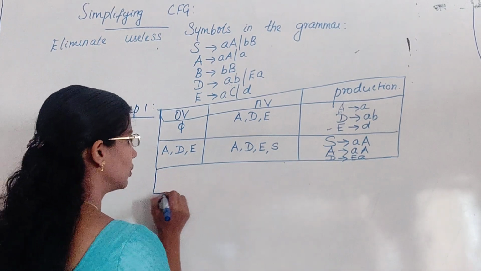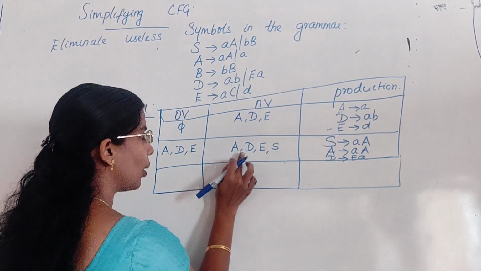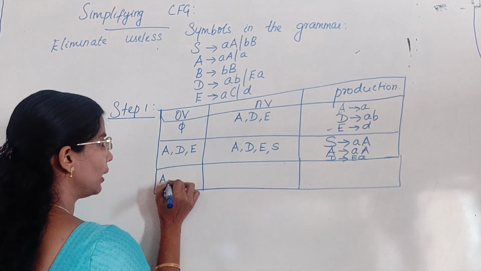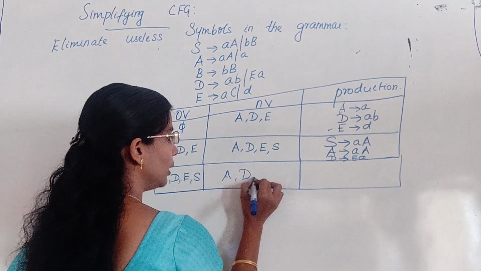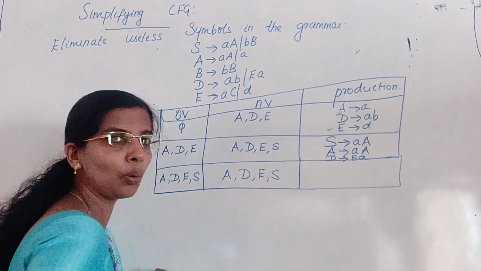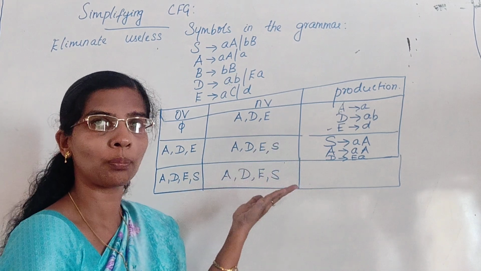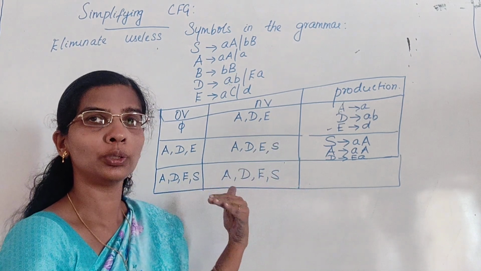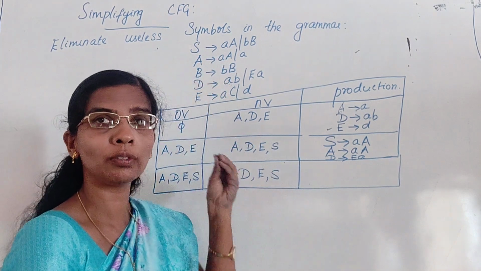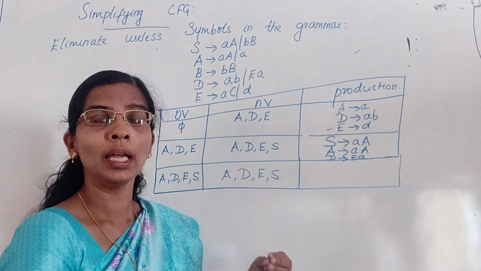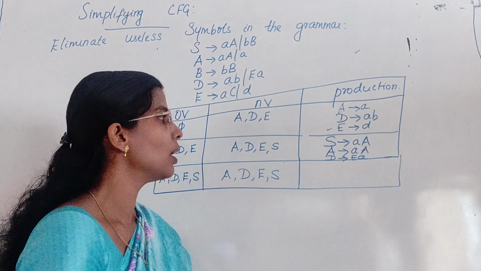Now, copy this new variable to the old variable: A, D, E. Now what do I have to do? I have to use these productions. In the first step, whatever productions I got, I have to use those productions and substitute in the remaining productions, and check whether I get only terminals in the RHS.